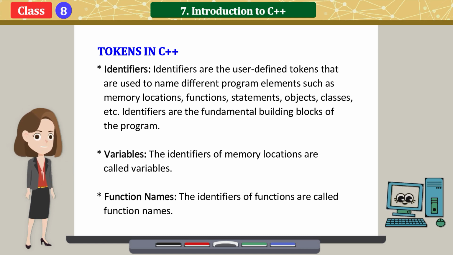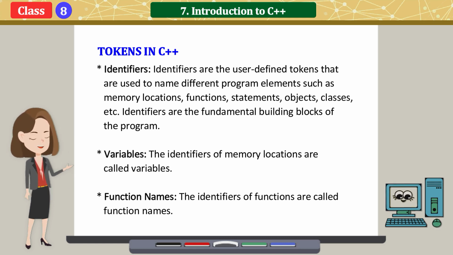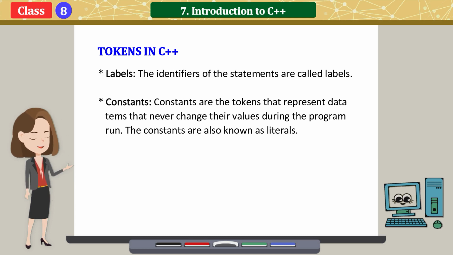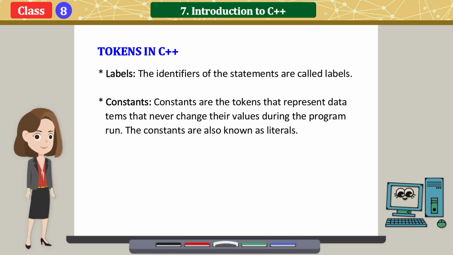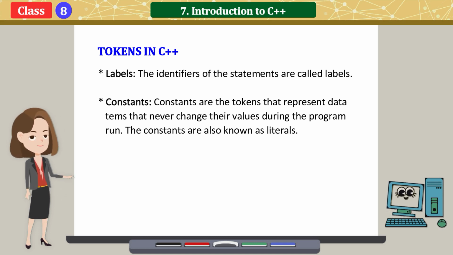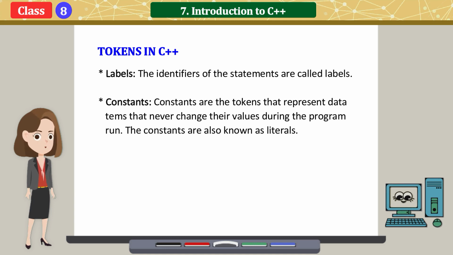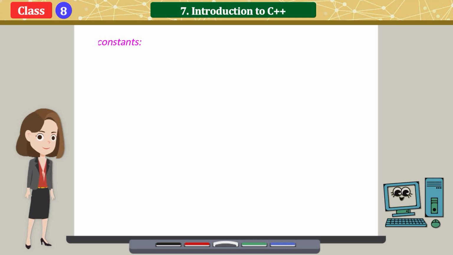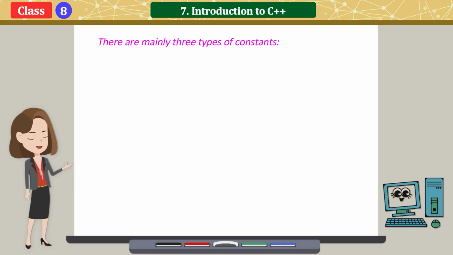Variables. The identifiers of memory locations are called variables. Function names. The identifiers of functions are called function names. Labels. The identifiers of the statements are called labels. Constants. Constants are the tokens that represent data items that never change their values during the program run. The constants are also known as literals. There are mainly three types of constants.